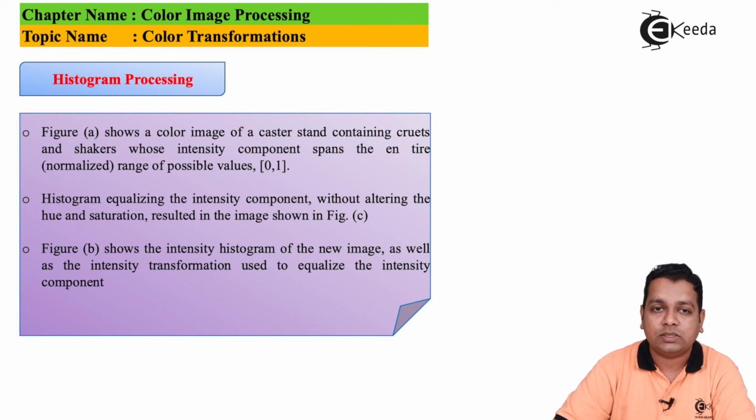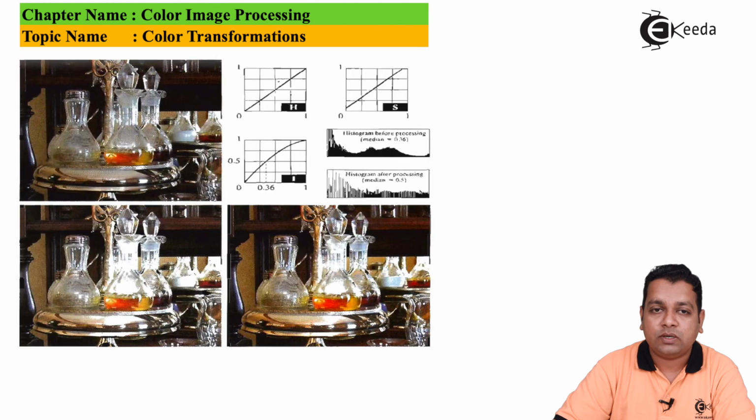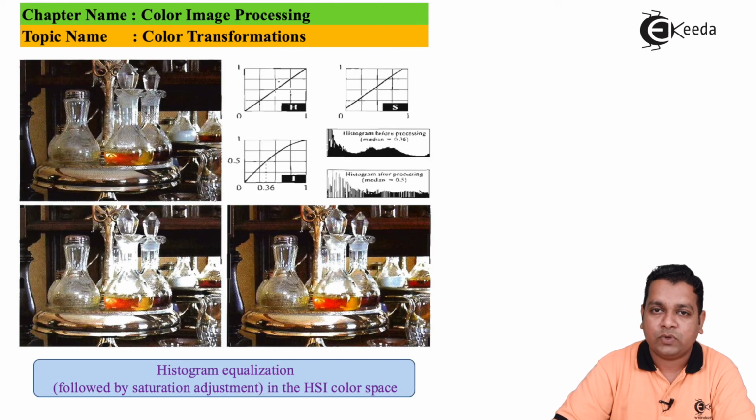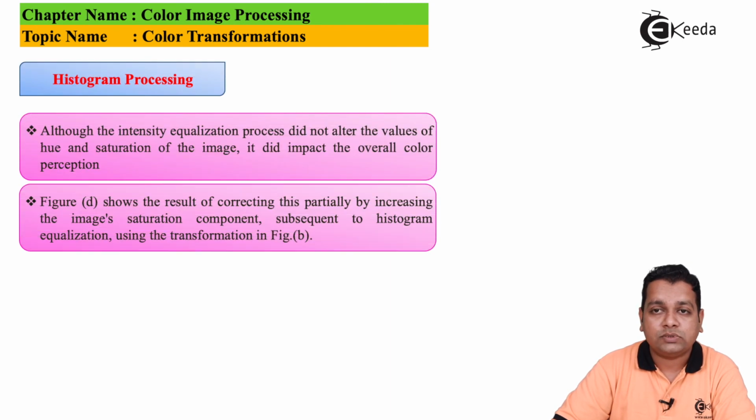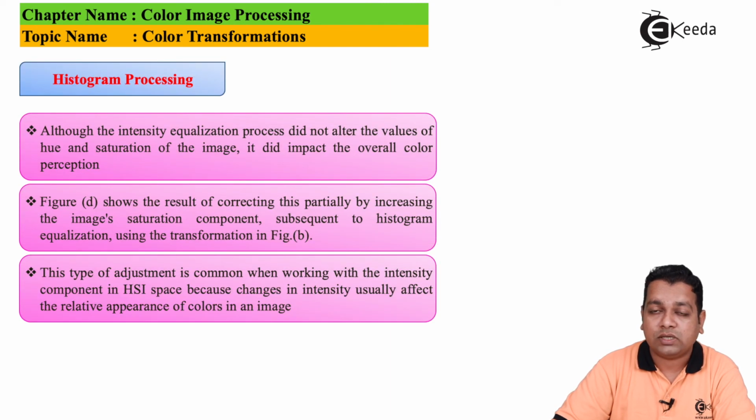So histogram equalization followed by saturation adjustment in the HSI color space we can see here. This was part A, B, C, D, representations of functions of hue, saturation and intensity. This is the histogram before processing, and this is the histogram after processing that we obtain, and the corresponding results are also visualized here. Although the intensity equalization process did not alter the values of the hue and saturation of the image, it did impact the overall color perception, as we can see.